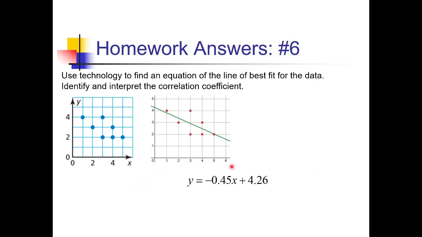So graph, there's what I just got for my line of best fit, and then the R value. Now as R values go, this isn't super close to -1, but it's not all that close to 0 either. So it's not really strong or weak. I would call this kind of somewhere in the middle, like a moderate negative correlation.